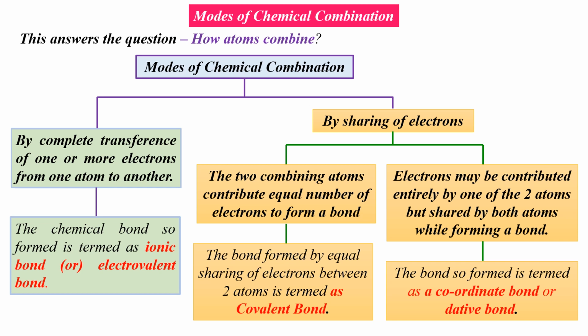In the first case, the two combining atoms may contribute equal number of electrons to form a bond. Okay, each atom would contribute equal number of electrons to form a bond. The bond formed by equal sharing of electrons between two atoms is called covalent bond. In the second case, electrons may be contributed entirely by one of the atoms but shared by both atoms during the formation of a bond. So the bond formed when electrons are contributed entirely by one of the atoms but shared by both atoms is called a coordinate bond. This is also called a dative bond. So these are the different modes of chemical combination that can occur between atoms in order to establish chemical bonds for achieving a stable electronic configuration.